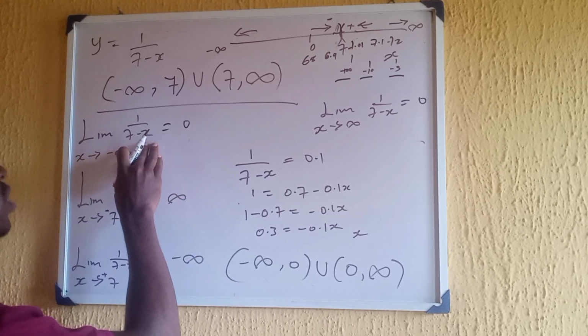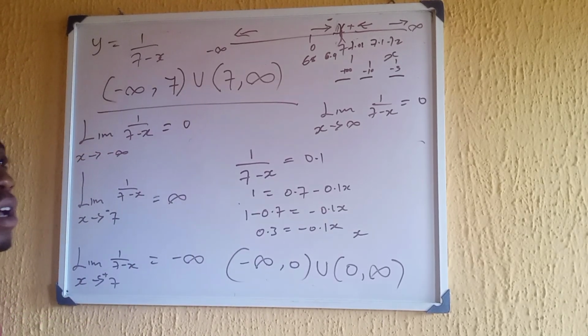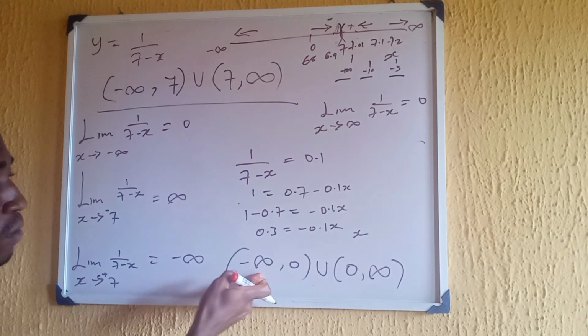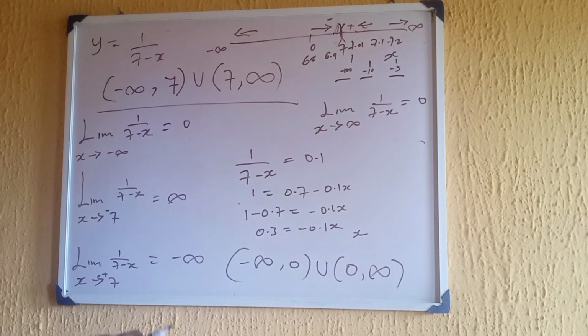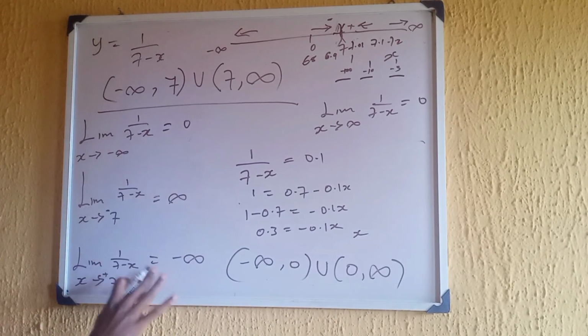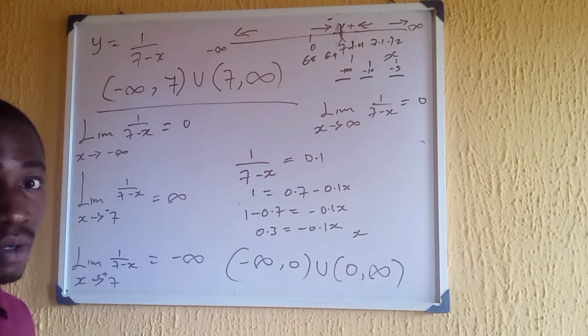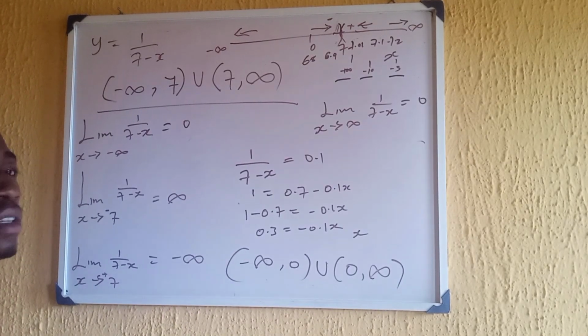Previously, we made x the subject, and that gave us the range to be minus infinity, comma 0, union 0, comma infinity, because we realized that y was at the denominator. And if it's at the denominator, y cannot be 0. But from limit, we also got the same result. The only thing is that limit is longer.